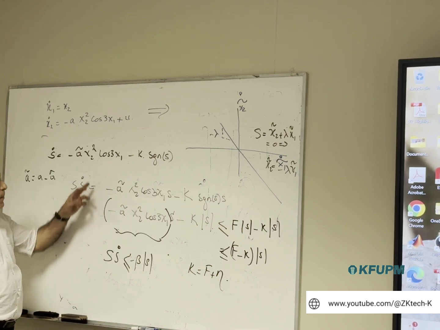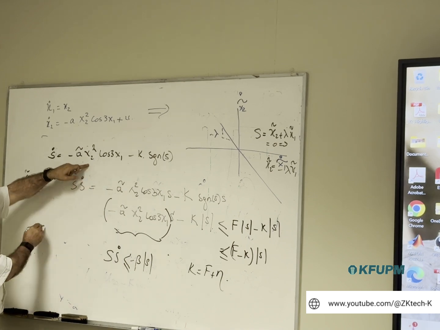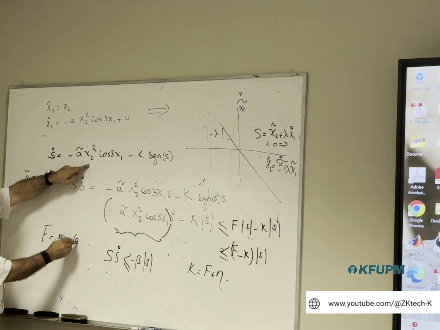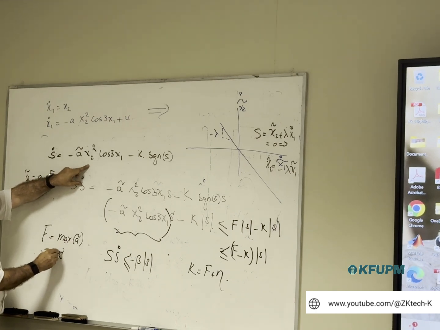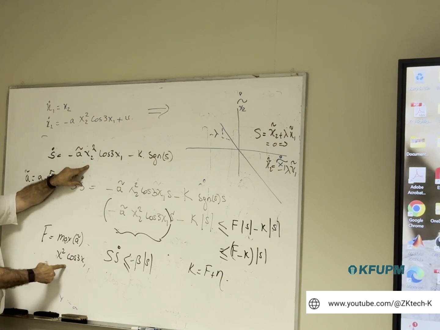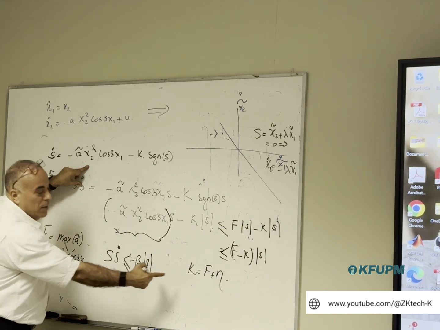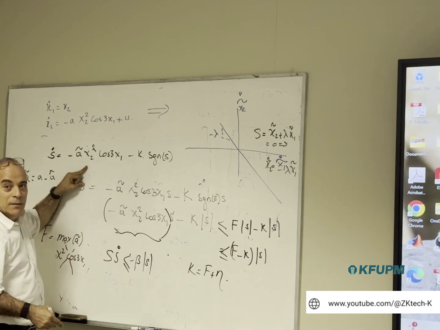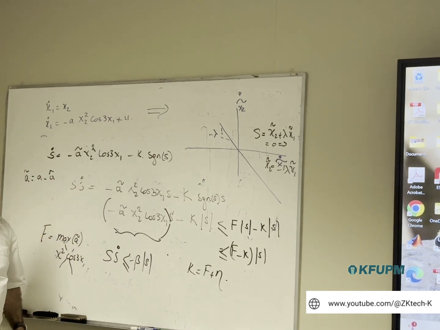In fact, in the example, I took the limit f as equal to the max of 18 multiplied by x2 squared times cosine of 3x1. So f changes with x1 and x2. But I also tried it with the max of 18. All I needed to do was change the k, make another k. And I will show you what will happen, okay? I will show you all these things.